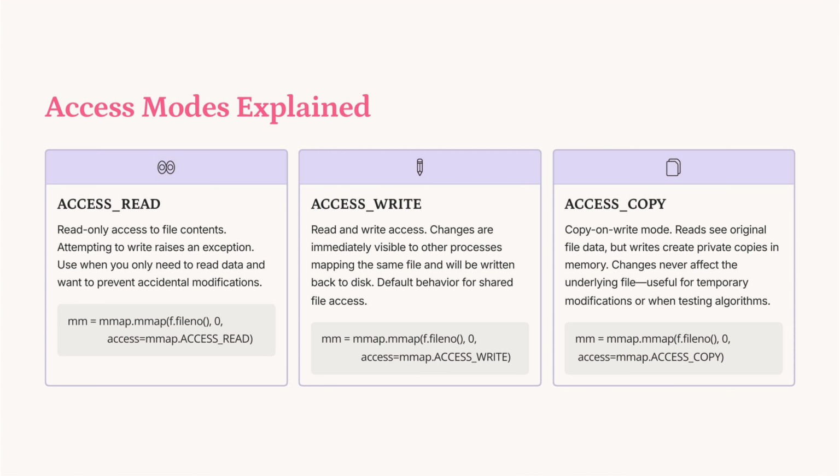Access modes in memory mapping are crucial for efficient file handling. ACCESS_READ allows read-only operations, preventing accidental writes. ACCESS_WRITE enables both reading and writing, with changes immediately visible to other processes. ACCESS_COPY offers a copy-on-write mode, where writes create private copies, ideal for temporary modifications without altering the original file.